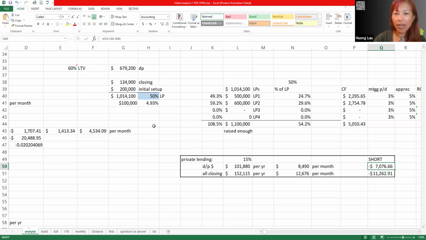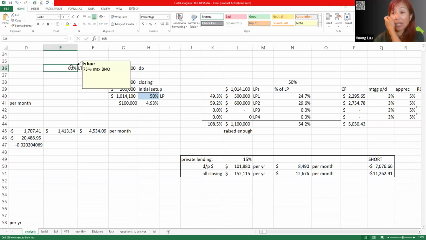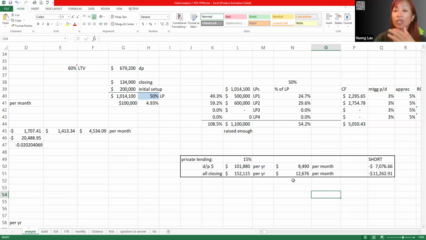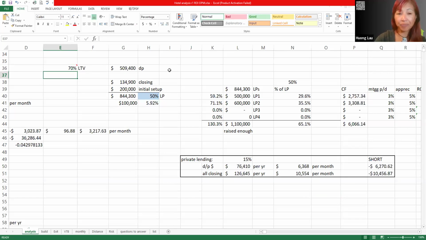So I would have to really look at this and be like, okay, well, maybe I can get the private lending down to 12%. Maybe the down payment could go up to a 70% loan to value. If that's the case, then there would be less of a shortfall. So let's go here and change this to 70% loan to value. As you can see now, my shortfall is 6,000 instead of the 7,000. Okay, so now we're going to go and adjust this private lending.